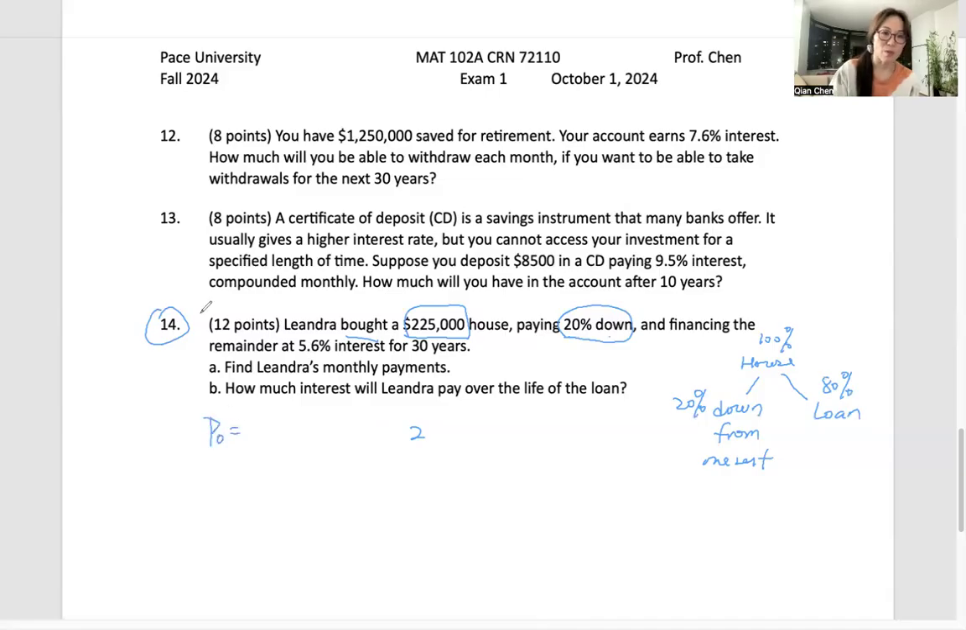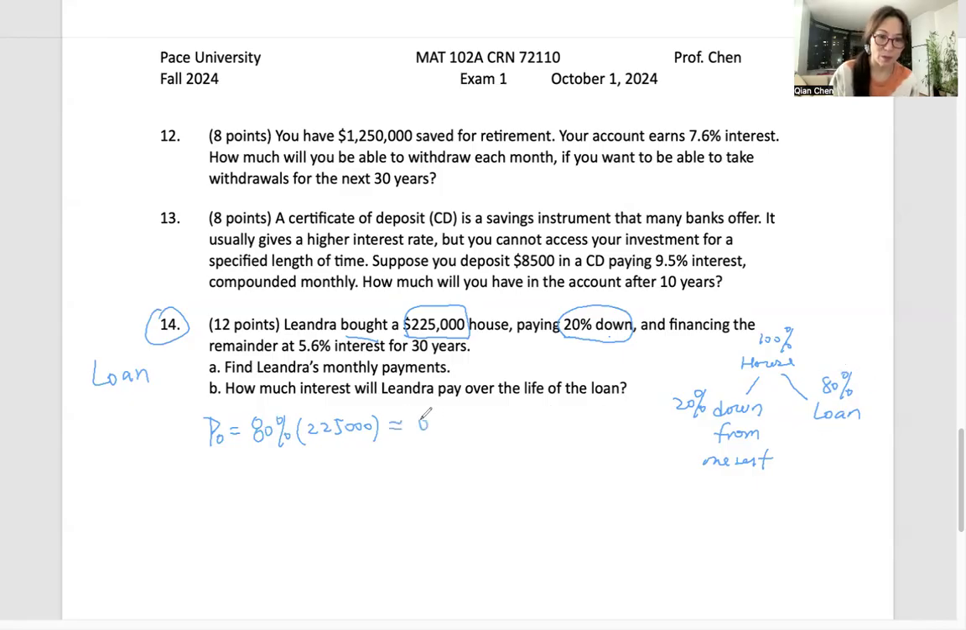Again, this is about a loan, right? So we know to use equation 5. We need to figure out the P naught. P naught is 80% of the price of the house, which is 225,000. 80%, because 20% is down out of her own pocket, so 80% is how much loan she needs.